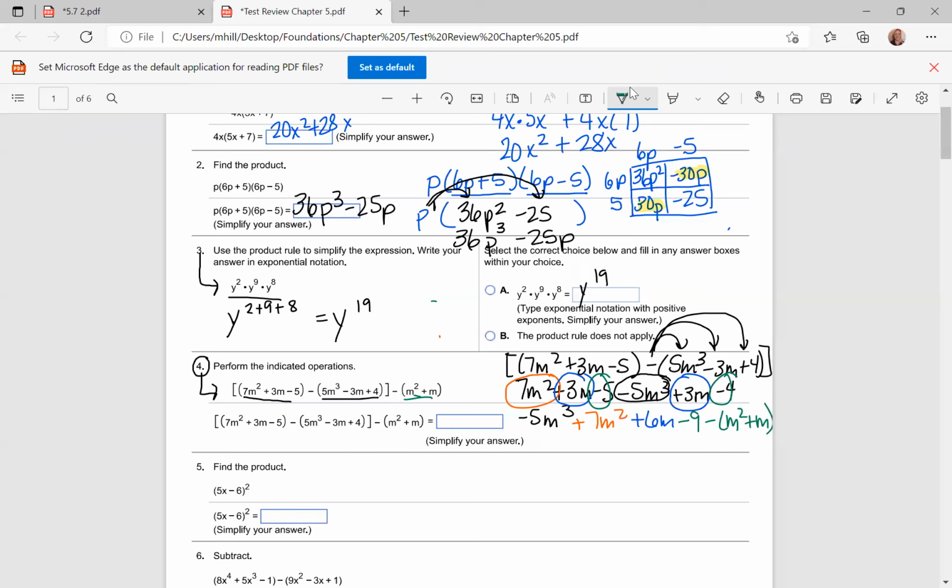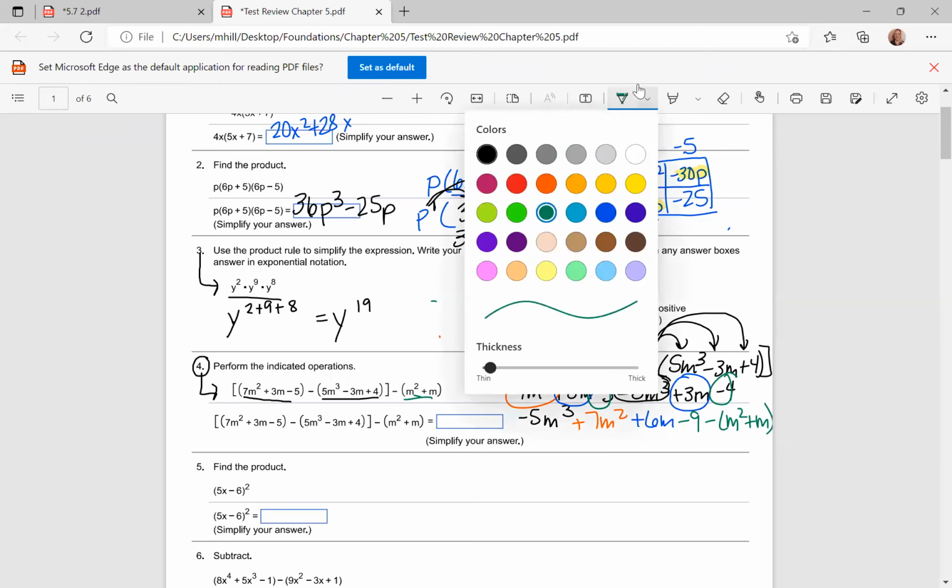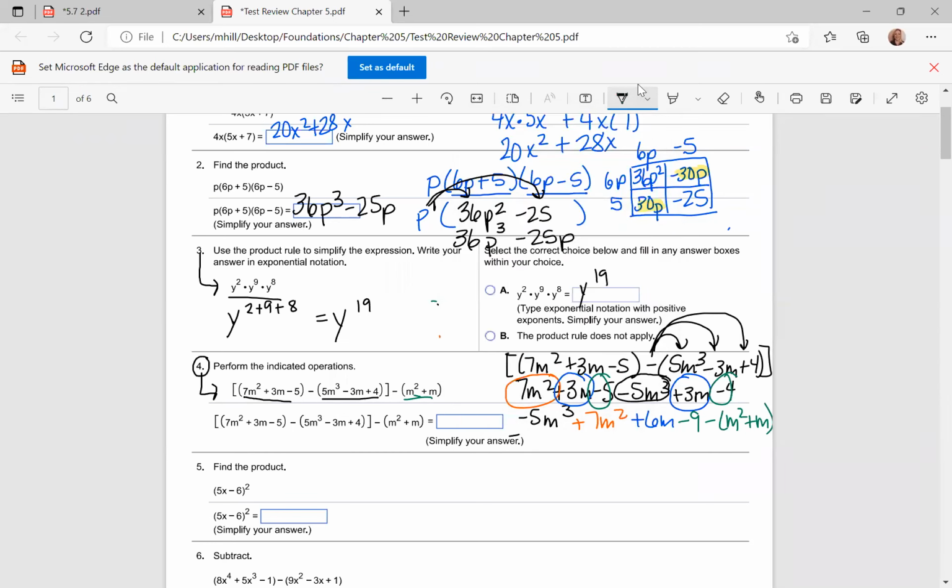So we have so far negative 5m to the third plus 7m squared plus 6m minus 9. Now this minus in front of these parentheses means that it's going to be the opposite of whatever it is right now. And it is a positive m squared, so it's going to be negative m squared. And it's a positive m, so it's going to be minus m.